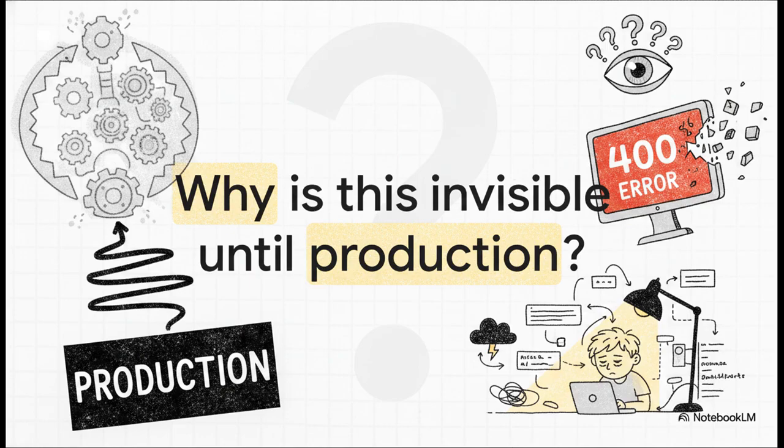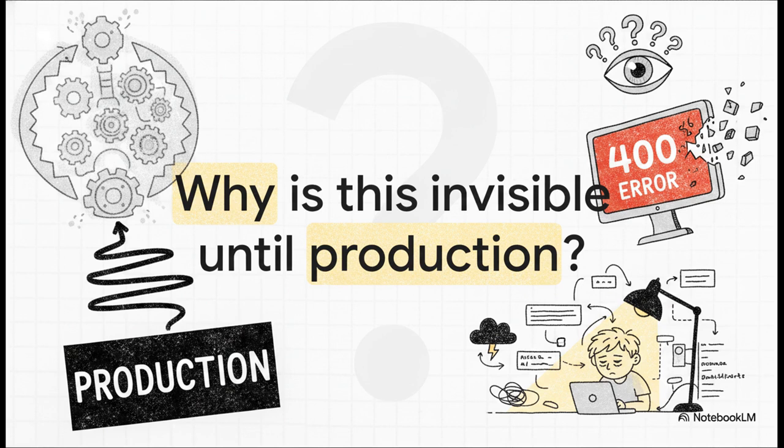But this begs a massive question, right? Why is this trap entirely invisible until you actually hit production? Well, it all comes down to the dreaded, completely opaque API 400 error. When a provider rejects your schema, they don't give you a nice, helpful error message detailing exactly which constraint failed at which nested path. Oh, no way! They just return a generic 400 error saying invalid schema.